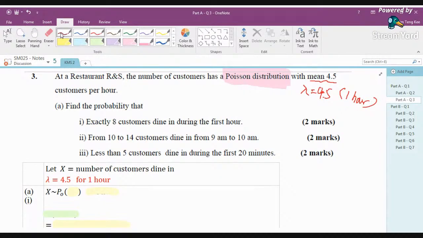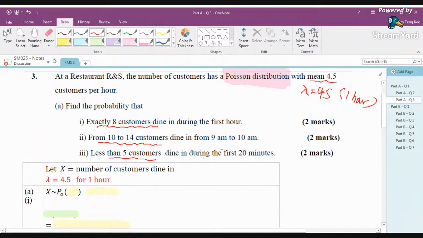Okay, go on. Part A. Find the probability that exactly 8 customers dine in during the first hour. Part 2. From 10 to 14 customers dine in from 9 until 10. Part 3. Less than 5 customers dine in for the first 30 minutes.